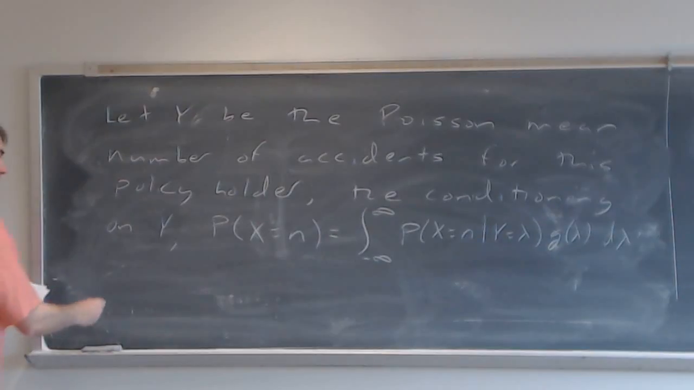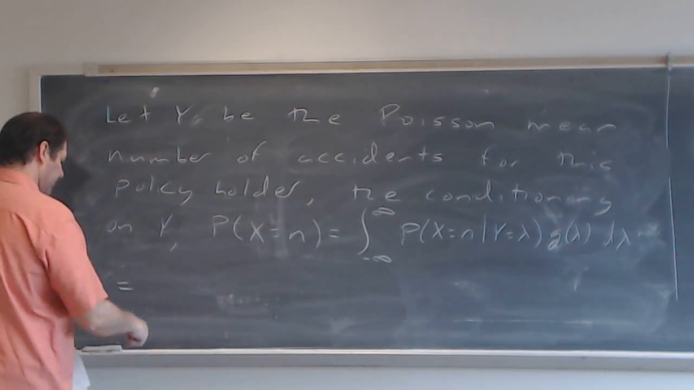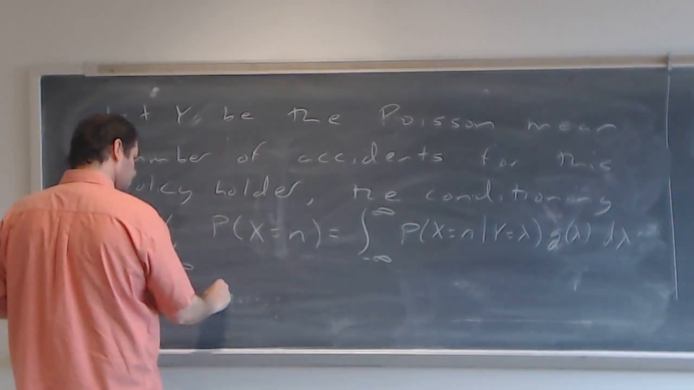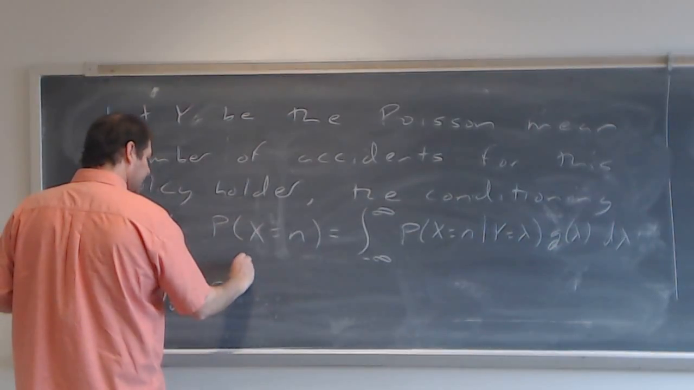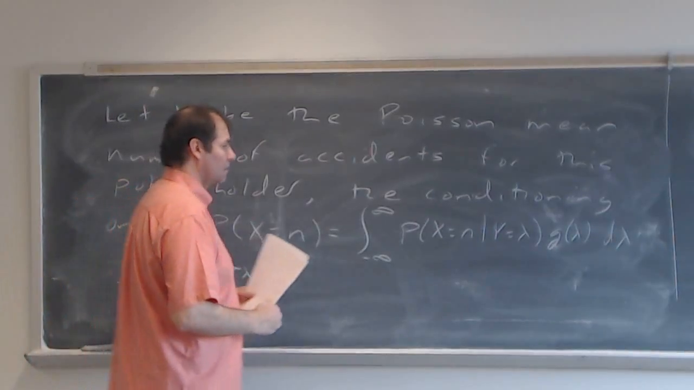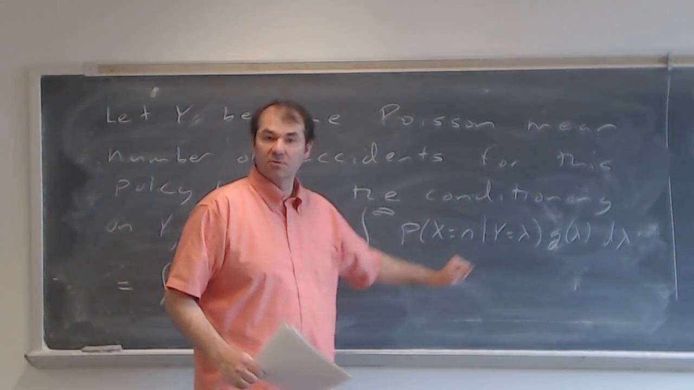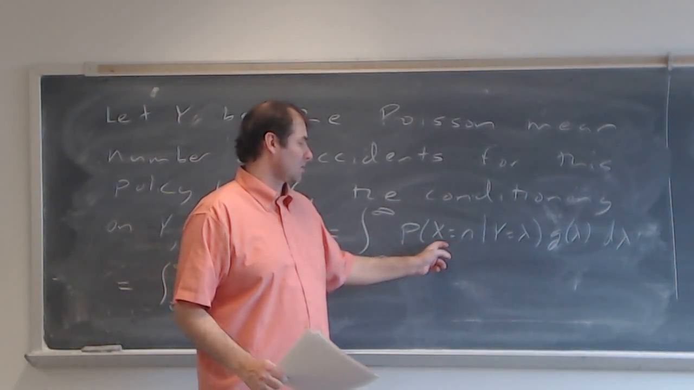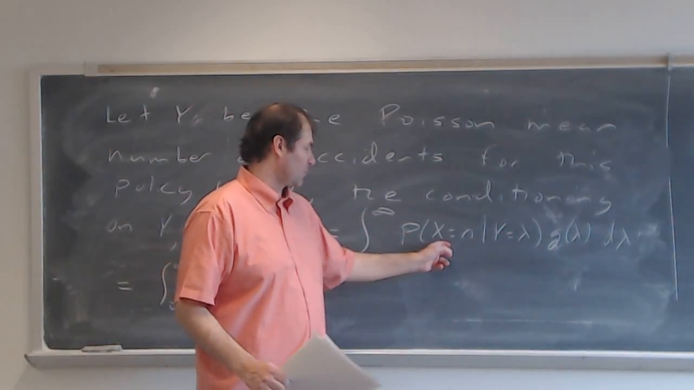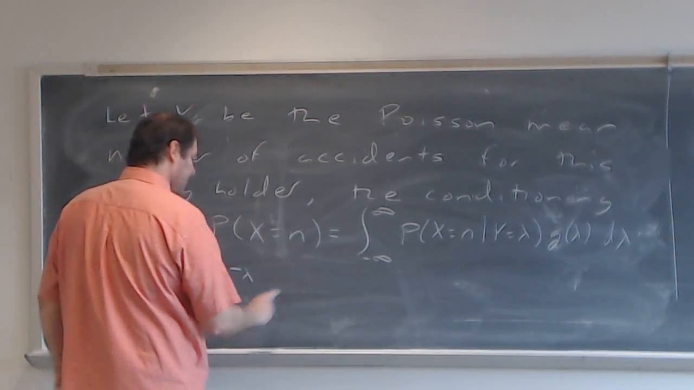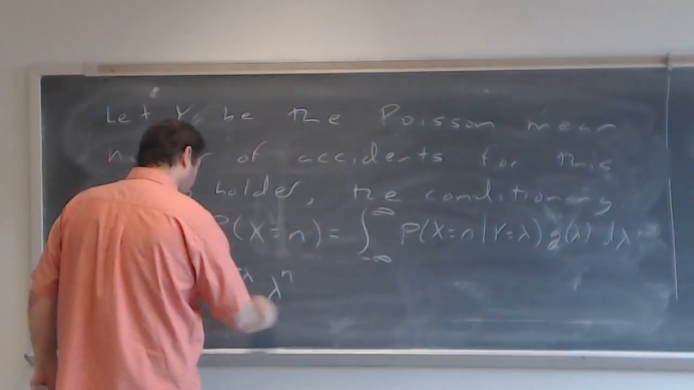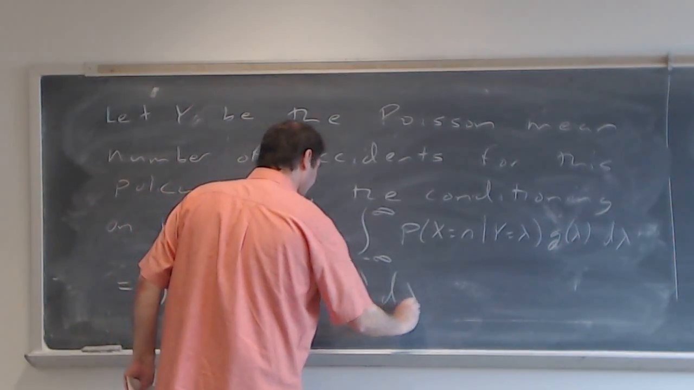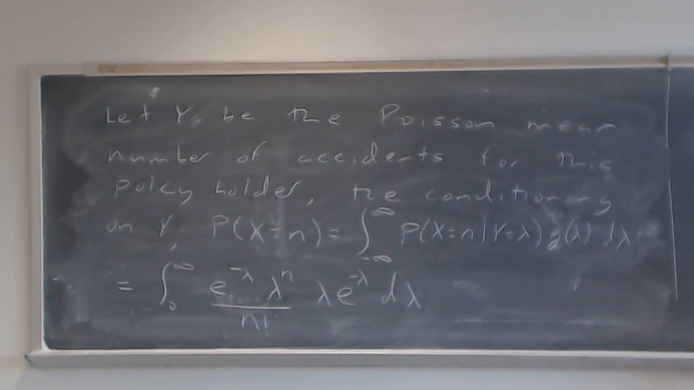So this is equal to, because G of lambda is zero otherwise, the integral from 0 to infinity. Here, we know that Y is equal to lambda, that specific lambda. Given that, what's the probability that that particular person, whose parameter is lambda, the mean for the Poisson random variable, has N accidents? So that's e to the minus lambda, lambda to the N over N factorial, that's what this part would be. G of lambda is lambda e to the minus lambda, d lambda.